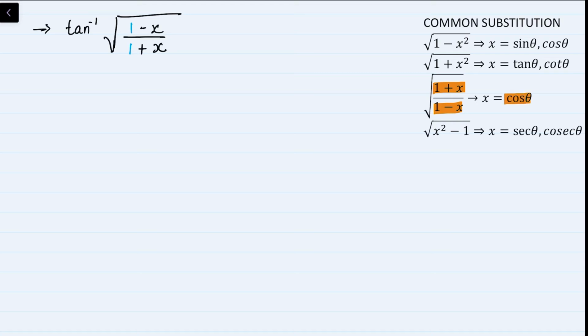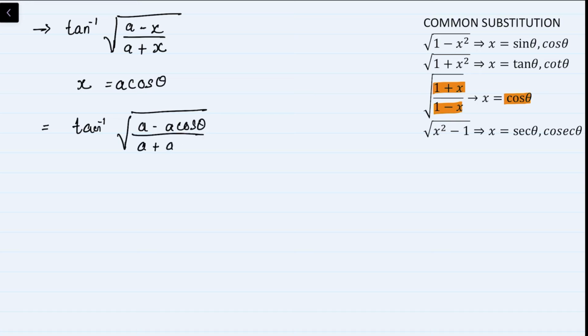Here it is a bit reversed. It is 1 minus x in the numerator and 1 plus x in the denominator, but again we can use the same identity or same substitution. Now if it would have been 1 minus x and 1 plus x, we would have substituted x is equals to cos theta, but instead of 1 here we have a, we will write x equals to a cos theta. Now the next step can be, after substitution we can say it is a minus a cos theta and a plus a cos theta.